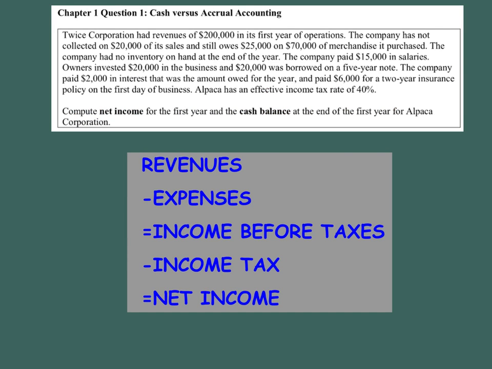Okay, so we see looking at the problem here that it's asking us to compute net income for the first year and the cash balance at the end of the first year for Alpaca Corporation. So let's go ahead and start by solving net income. And first, let's look at the formula here I put up below. Net income is our revenues minus expenses, which equals income before taxes. Then we subtract the income tax, and that will give us our net income.